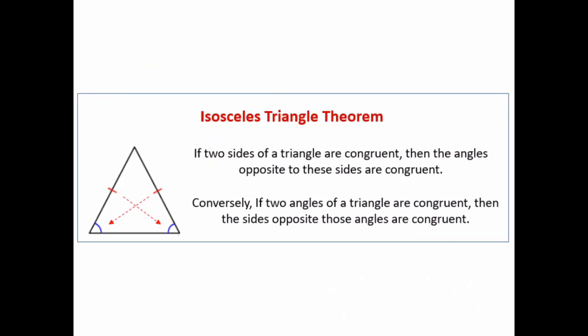The isosceles triangle theorem says that if two sides of a triangle are congruent, then the angles opposite these sides are congruent. So these two sides are congruent, which makes these two angles also congruent. And then the converse of the isosceles triangle theorem says the opposite. If you have base angles that are congruent, the sides opposite them are also congruent.